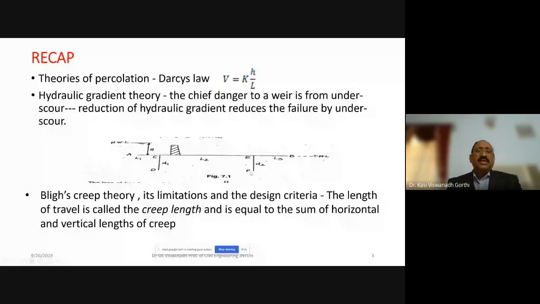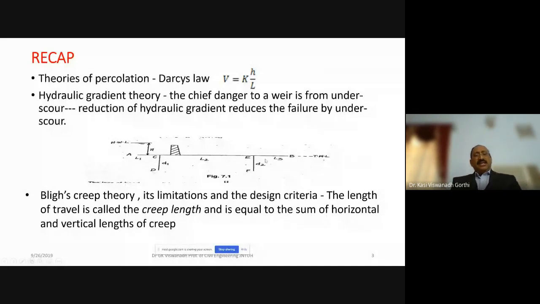Weir, downstream side of the weir. And L1, L2, and L3 are the lengths from A to C, C to E, and E to B of the floors. And CD, which is equal to the D1, the depth of cutoff or the depth of pile at the upstream, and D2 is the depth of pile at the downstream EF. Okay, so this is all a weir with a structure which is resting on a permeable foundation.